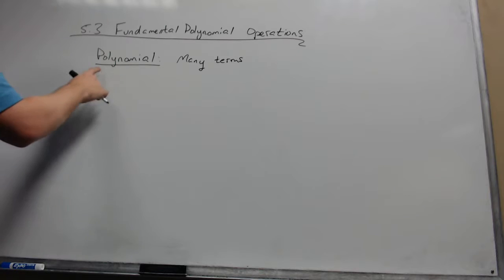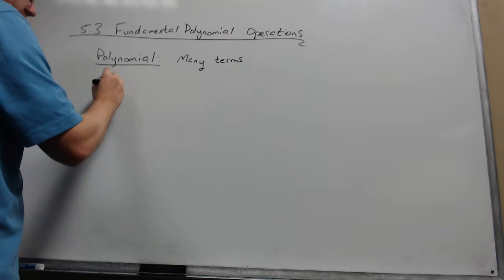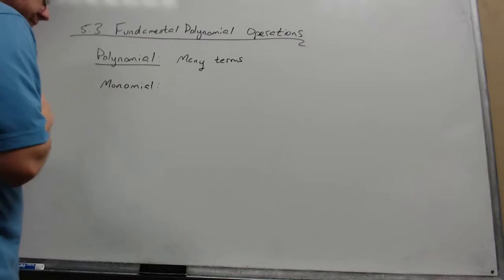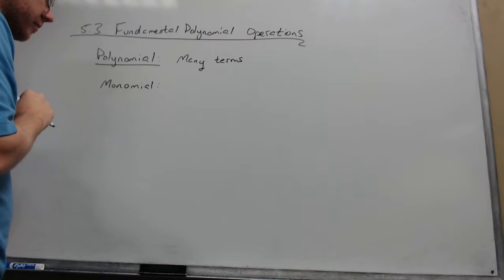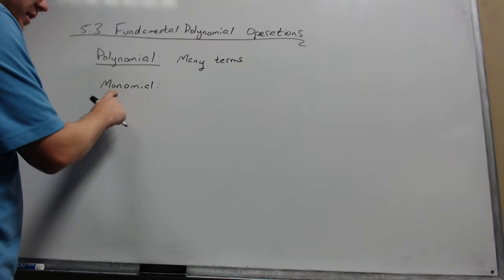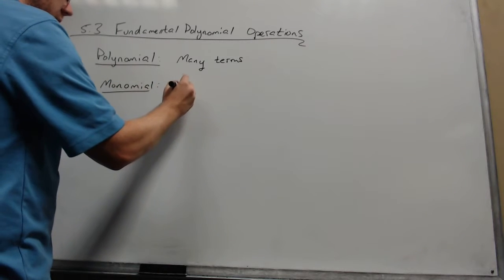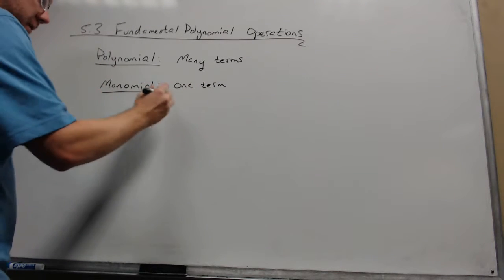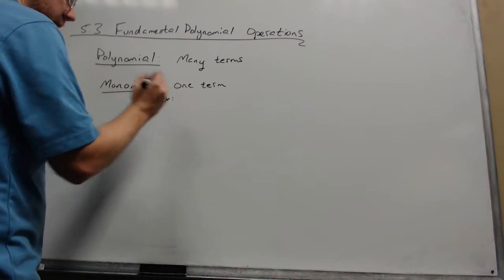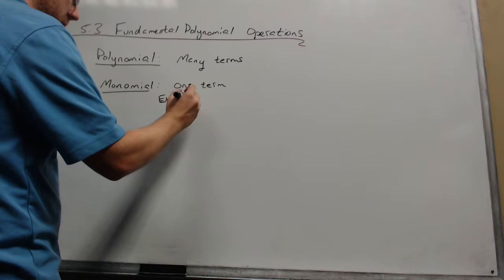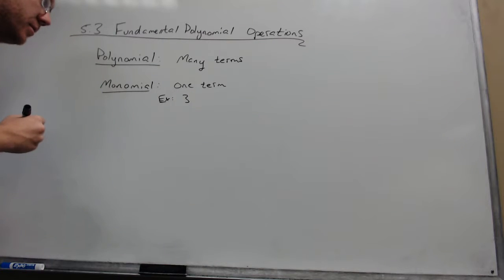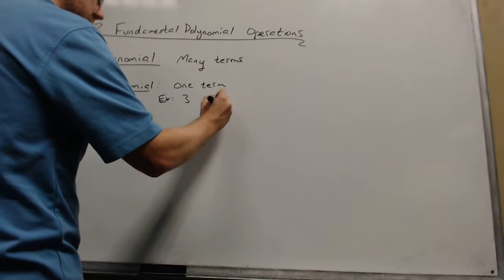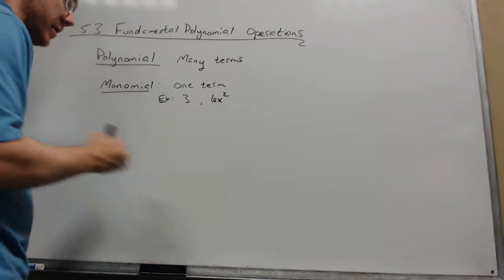There are alternate forms of this word. If I wanted to talk about a monomial, mono being the Greek prefix for one, so monomial would be one term. Let's look at some examples of one-term expressions. It would just be the number 3, a single number is a monomial. Or we could have 6x squared. This is a single term.